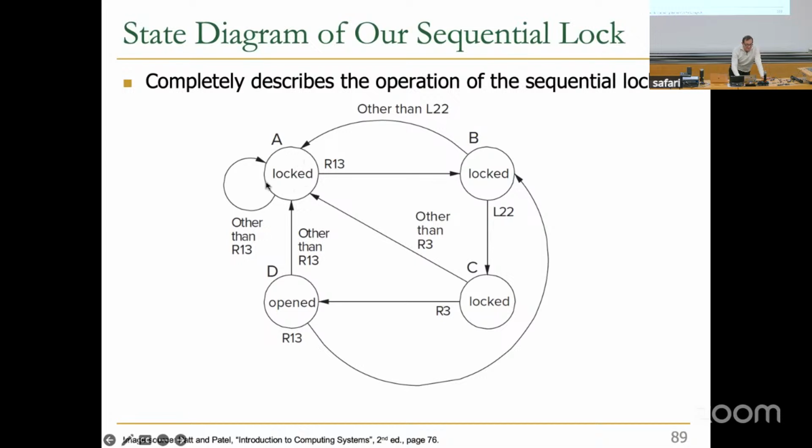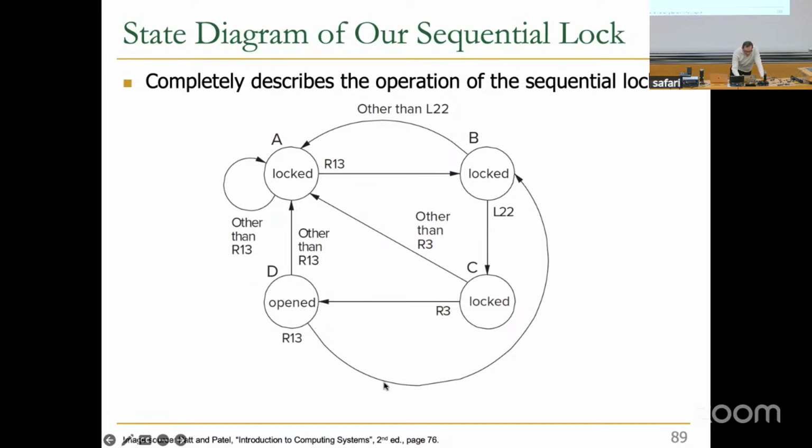This is state A. We're locked, and no operation has been done by the user. If the user inputs anything other than R13, meaning moves the knob to somewhere other than right 13, you stay here, right? But if they do R13, then you go to a state still locked, but now you're waiting for L22. And if the user actually inputs L22, you go to another state that's still locked, but you're now waiting for R3. And if the user does R3 at that point, turns the knob to location 3 to the right, then you unlock, okay?